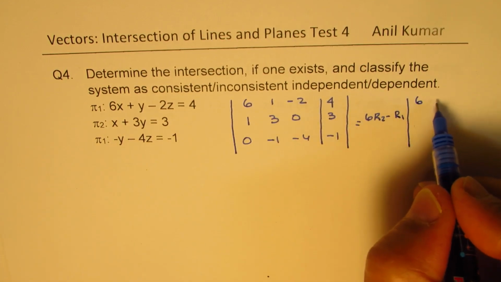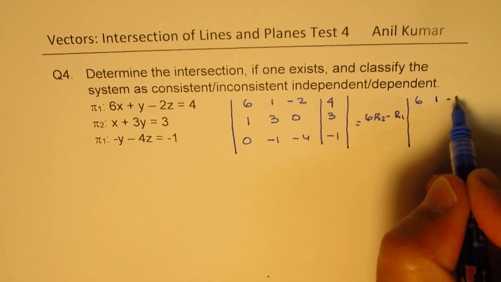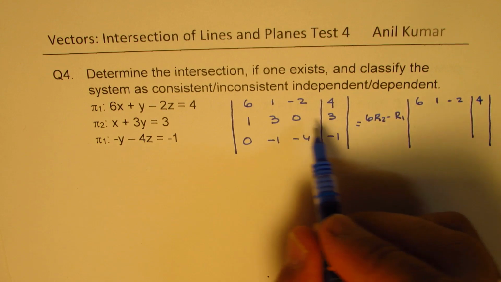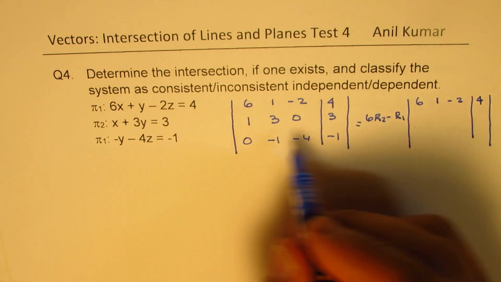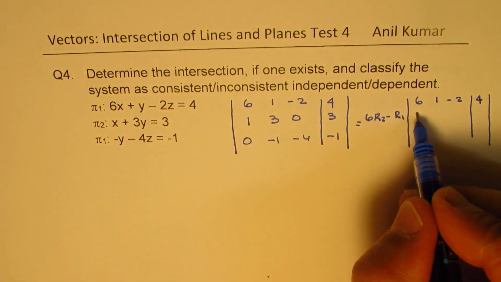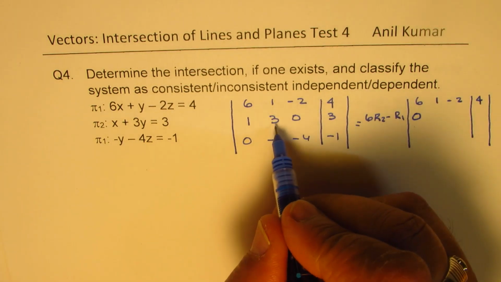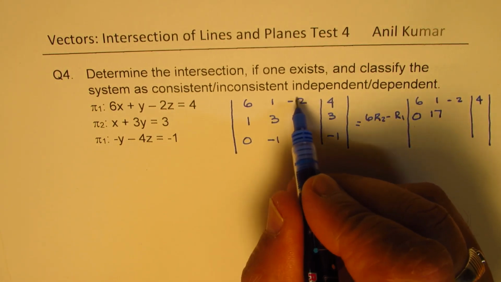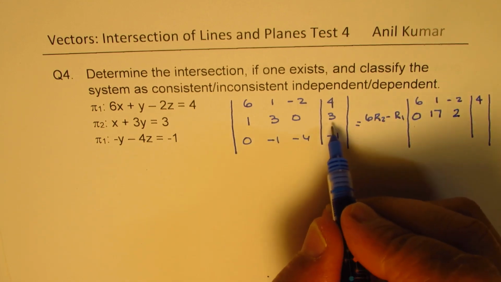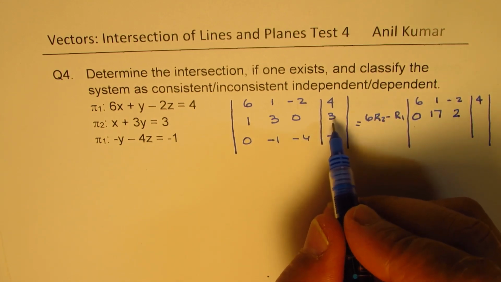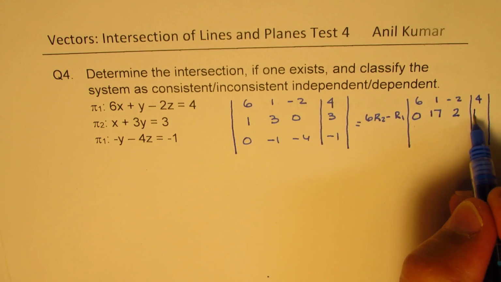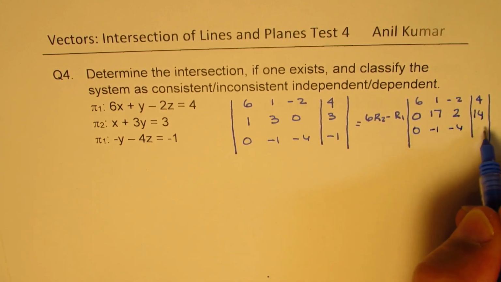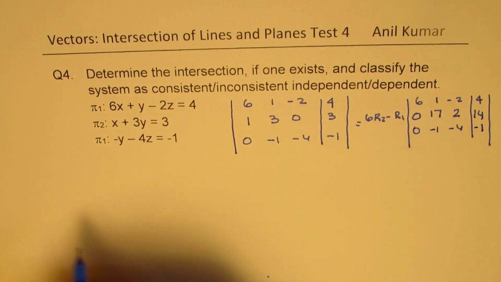So we'll just copy R1 as such, which is 6, 1, -2, 4. And here 6 times 1 is 6, taking away we get 0. 6 times 3 is 18, taking away 1 gives us 17. 6 times 0, so taking away will give us plus 2. 6 times 3 is 18, taking away 4 is 14. And here we have 0, -1, -4, -1, correct?